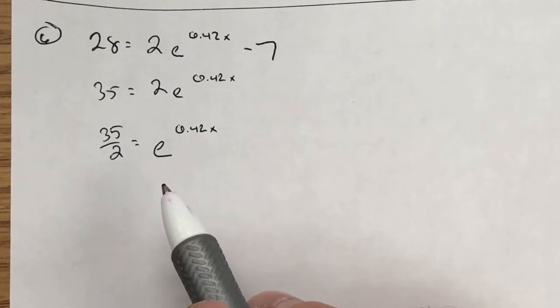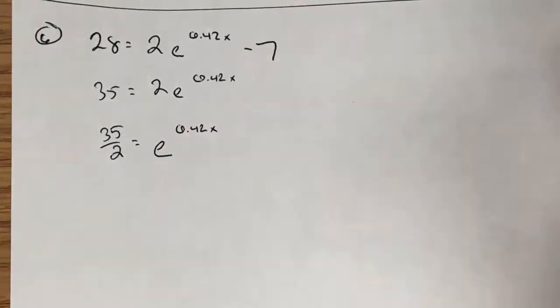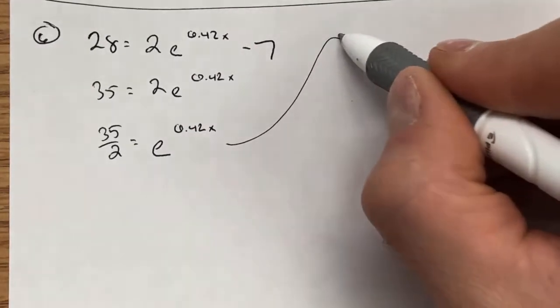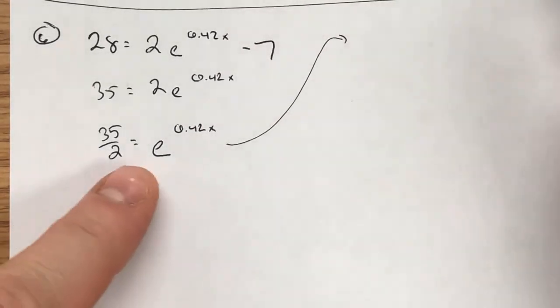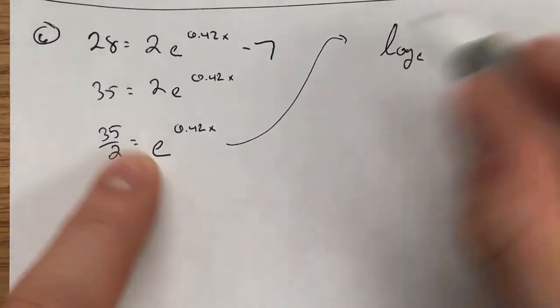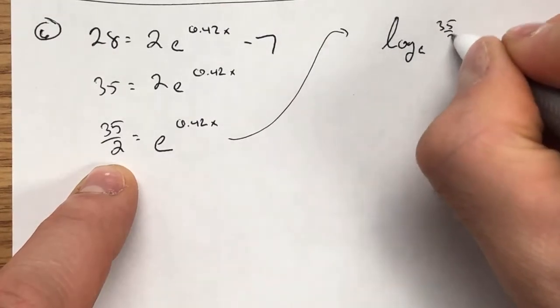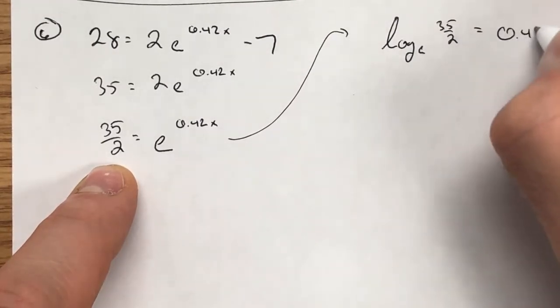Now, with this right here, I'm going to attempt to convert this into logarithmic form to isolate my power. So if I convert this to logarithmic form, I drop the base and swap. Drop the base, log base e, and swap. So log base e of 35 over 2 is equal to 0.42x.